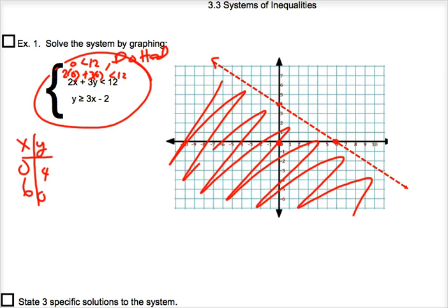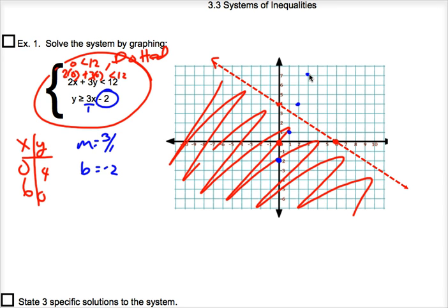But maybe this other line makes it so that some of these don't work. So I'm going to graph this other line. This is in mx plus b form. It has a slope of 3 over 1 and a y-intercept of -2. So I go down 2, put a point. And then the slope's 3 over 1, so I'm going to go up 3, 1 right. Up 3, 1 right, up 3, 1 right.